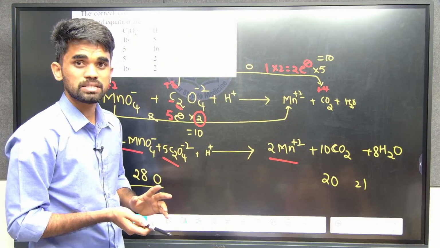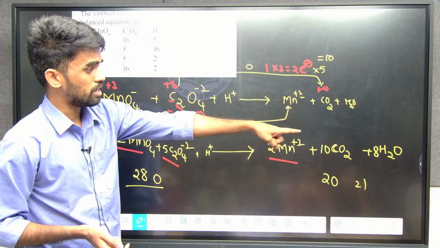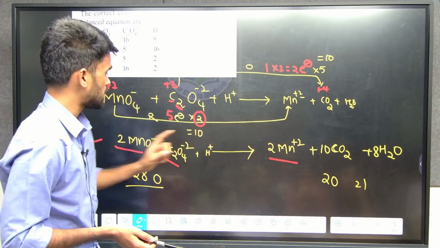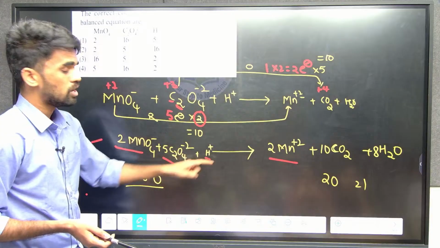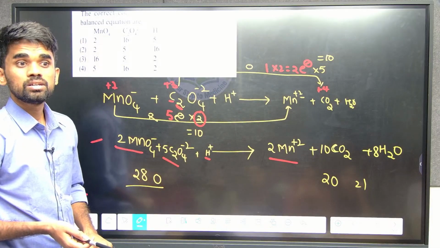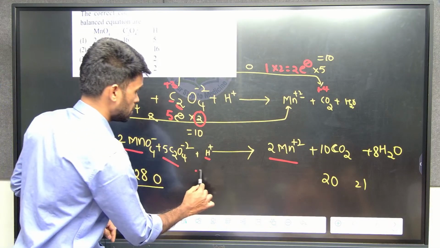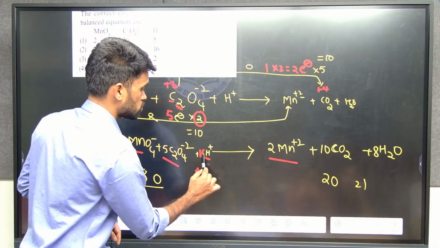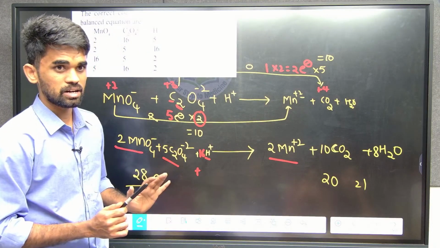Next, what to balance? Hydrogen. How many hydrogens are there on that side? 16. This side? Only 1. How many are less? 16. So 1 plus 15, total 16. So you can add 16 H plus. Is this clear or not, what we are making?